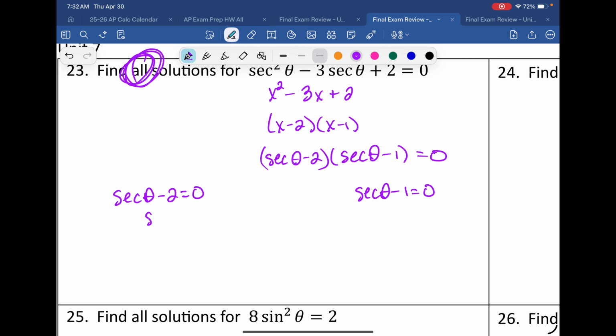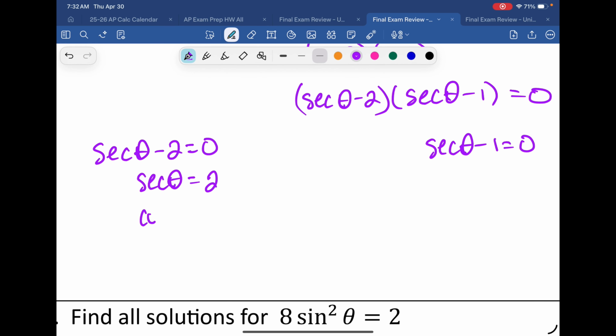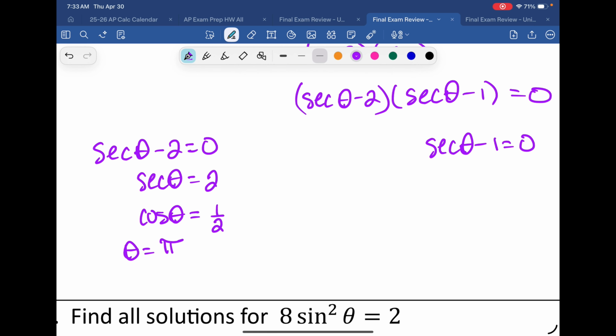You're going to add the 2. Okay, secant we don't solve, we solve cosine. So that's a reciprocal. So if I take the reciprocal of 2, that's 1/2. So theta equals pi over 3 and 5 pi over 3.